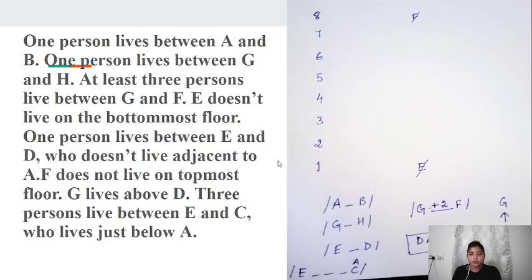E doesn't live on the bottommost floor, so I have written E here and struck it down. And then one person lives between E and D. I have written E and D, adjacent to A. See, this who and this comma play a very important role. Whenever there is a comma and then who, this who belongs to D here in this puzzle. Even if there is written which, that also belongs to D, right? So who, so D doesn't live adjacent to A.